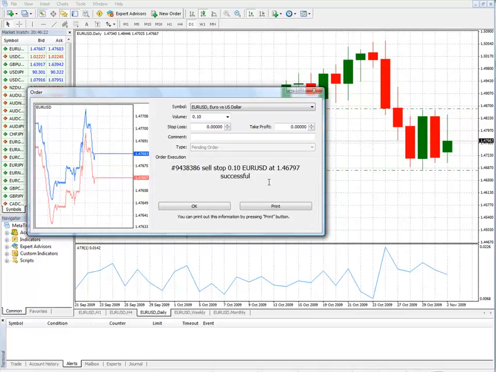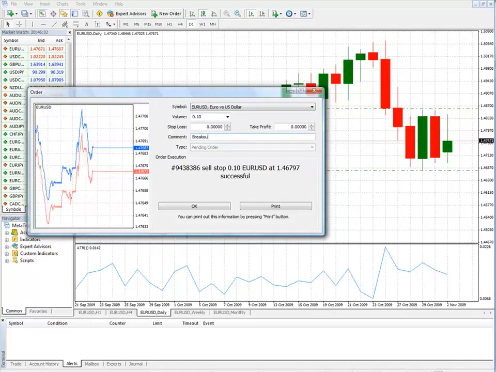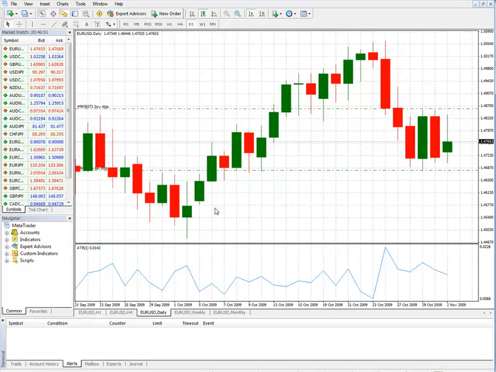All right. So let's put a comment in here. Let's call it breakout of inside bar high. Let's call it breakout of inside bar low. Okay.